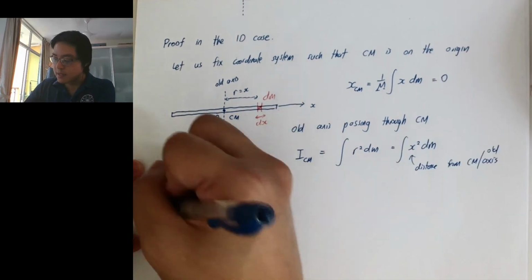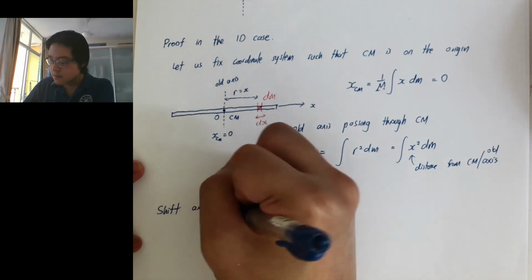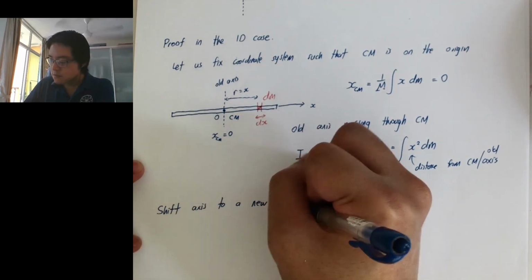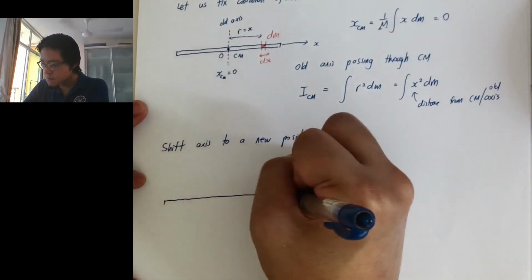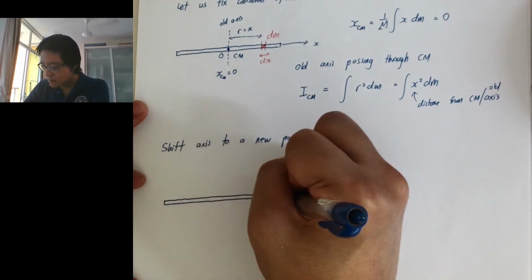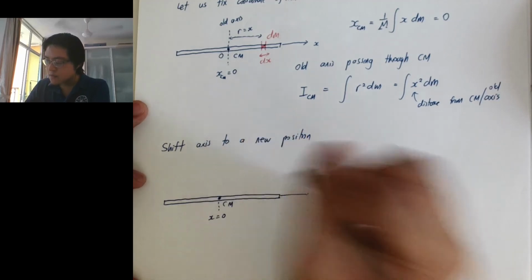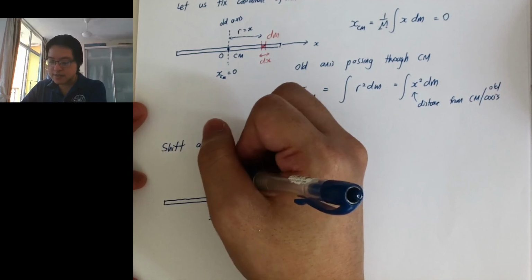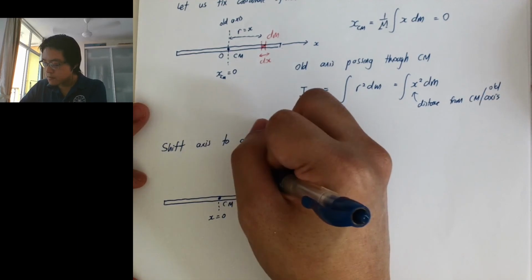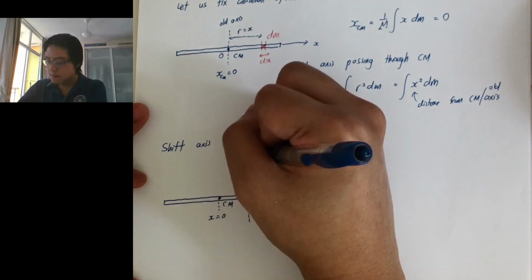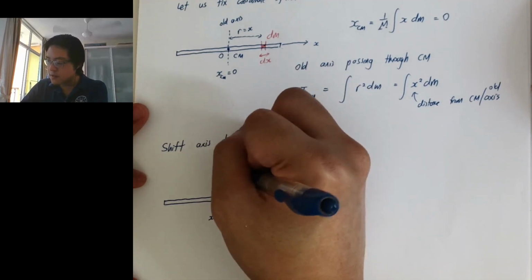What I want to do is shift my axis to a new position. Let me draw again a rod. My center of mass is here, so center of mass means x equals 0. But my axis is no longer here. Let's say I shift it to somewhere here. This is my new axis. From the previous axis to the new axis, the distance is d.